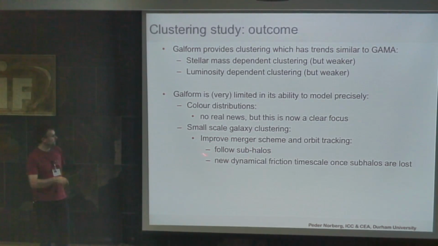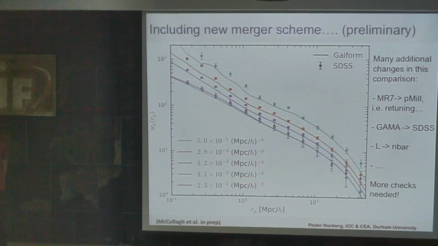Just looking at the Galform side, we can follow subhalos instead of particles, and maybe use new dynamical friction timescales once subhalos are lost. How are we actually tracking that? That's been worked on in parallel, and it was finished. They had a model to finish it and said this is the way we are doing it now in the new version of Galform. We have improved the merger scheme. So I said, fine, you've improved it. Can I see what it looks like clustering wise?